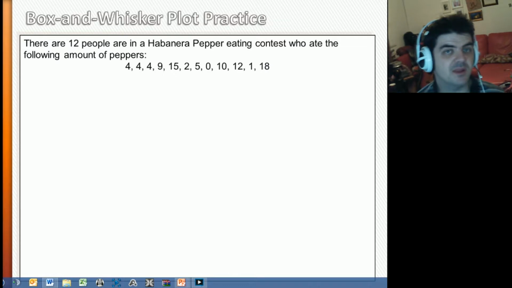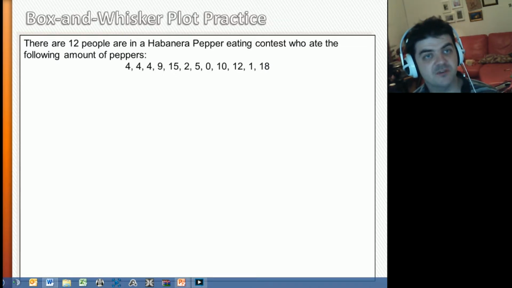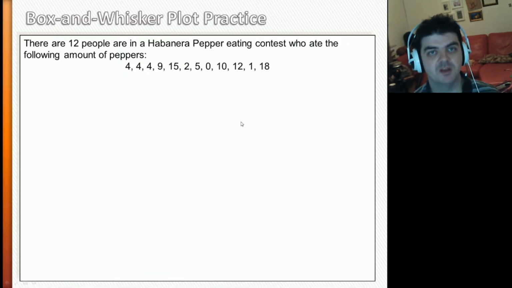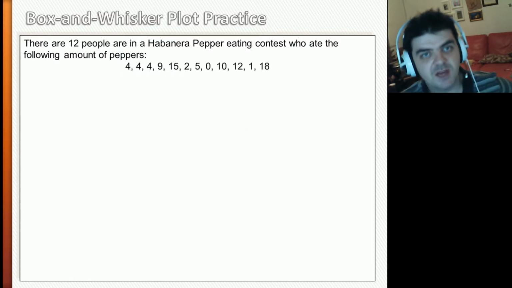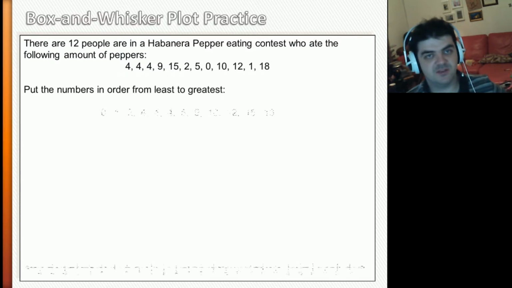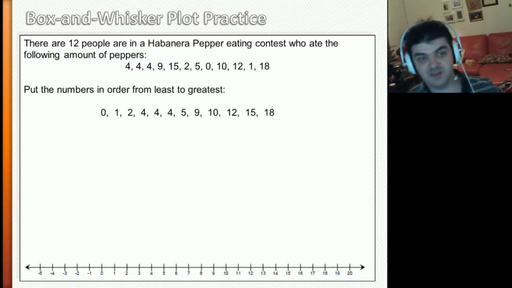There are 12 people in a habanero pepper eating contest, and there are the numbers of peppers they each ate below. So what do we do? We put it in order first. If I put the data in order from least to greatest, it will look something like that. We then can draw a number line that goes below the bottom value and above the top value.